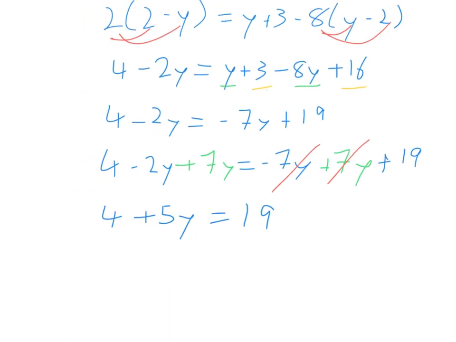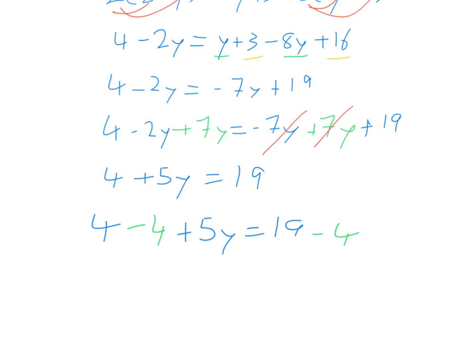So now we're going to get rid of the 4 from the left hand side. So to do that, we're going to subtract 4 and keep our 5y. And if we subtract 4 from the left hand side, we have to subtract it from the right hand side as well. So 4 minus 4 on the left hand side cancels out to give you 0. 5y will stay the same. And 19 minus 4 will give you 15.